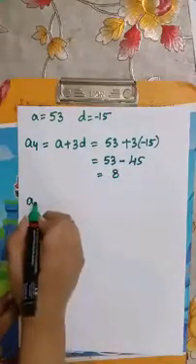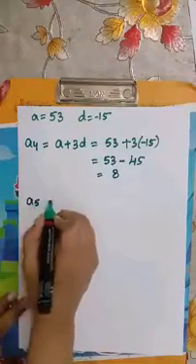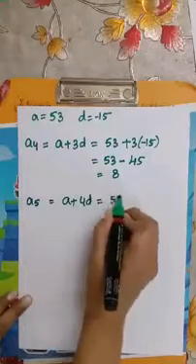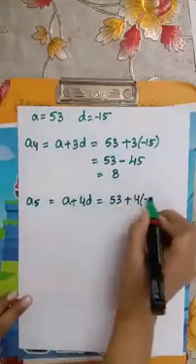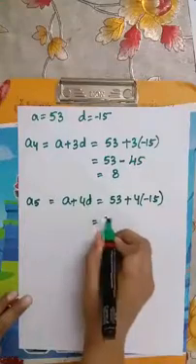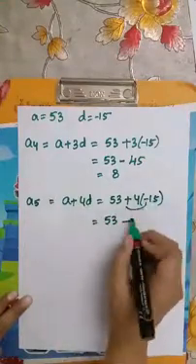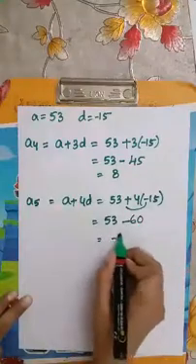Next you have to find A5. A5 भी फाइंड करना है. So A plus 4D. So 53 plus 4 into minus 15. 53 plus minus is minus. 15 4s is 60. Subtract कर लीजिए, minus 7.